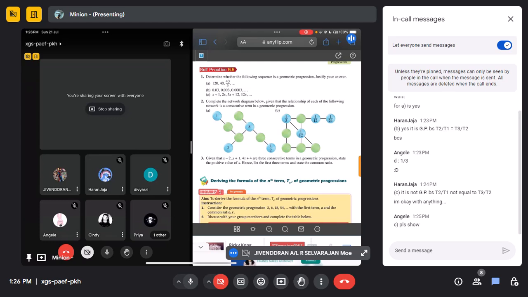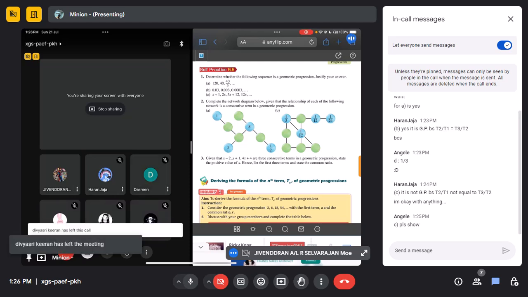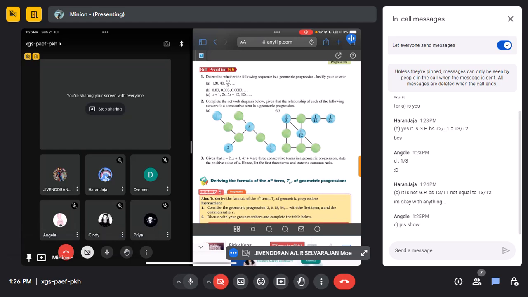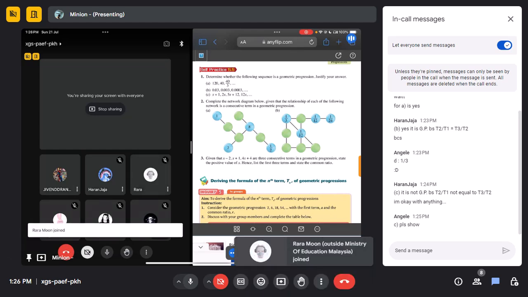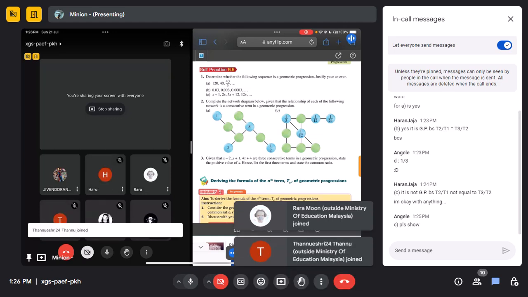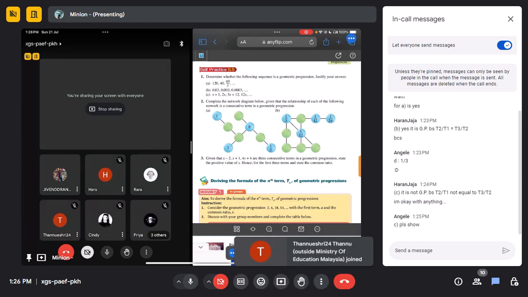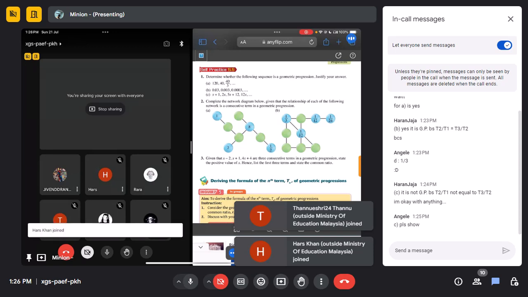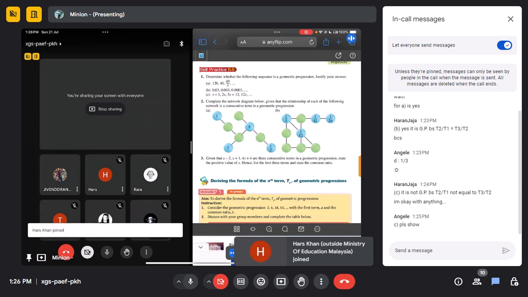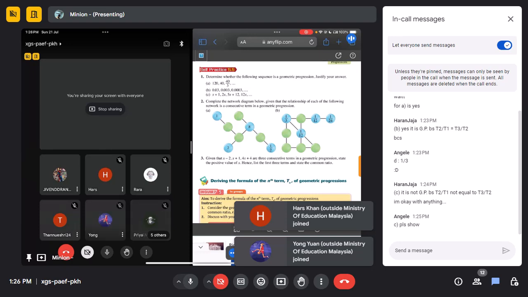Alright. So for B, R1 equals 0.003 divided by 0.03, which is equivalent to 0.1. R2 equals 0.0003 divided by 0.003, which is also equivalent to 0.1. So since R1 equals R2, therefore the sequence is a geometric progression. Okay, so just give me a minute.